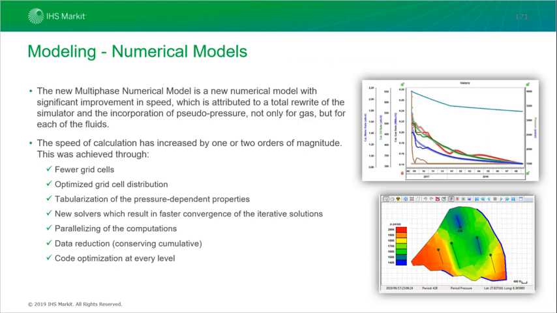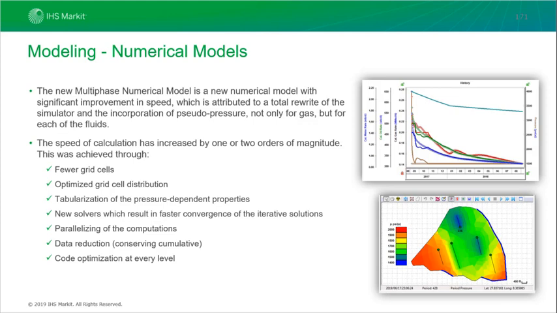The new multi-phase numerical model has significant improvements in speed, and it incorporates pseudo-pressure not only for gas but for each of the fluids, which allows us to account for any changing fluid properties. It's very fast. A simulation of 30 years gas production can be done in a matter of seconds, and this substantially reduces the time required to history match the wells. You can get your results much quicker.